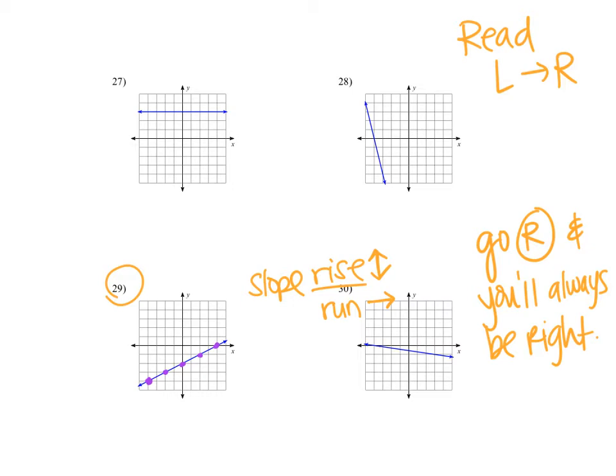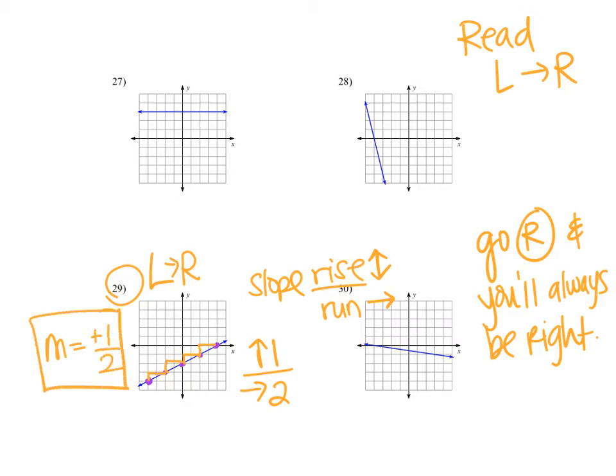Okay, so I'm going to try to read from left to right. So I'm going to pick this point, and I'm going to go up 1 over 2, and then up 1 over 2, up 1 over 2, up 1 over 2. Okay, so I'm going up 1 and over 2. And because it's going up, my slope is positive, so m equals positive 1 over 2, and I am done.